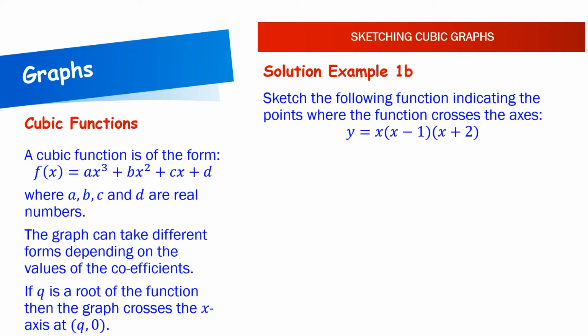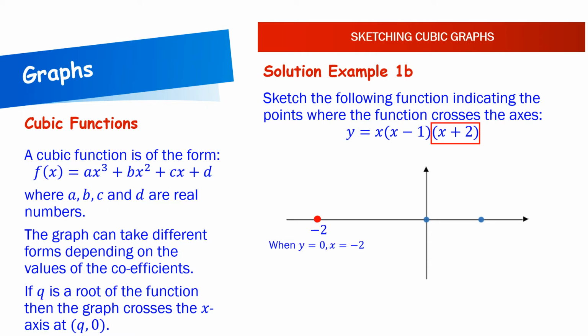Now let's solve example 1b. We are required to sketch the function y equals x times (x minus 1) times (x plus 2), indicating the points where the function crosses the axes. So let's plot this. When y equals 0, x equals minus 2, or x equals 0, or x equals 1. Also, when x equals 0, y equals 0 also.